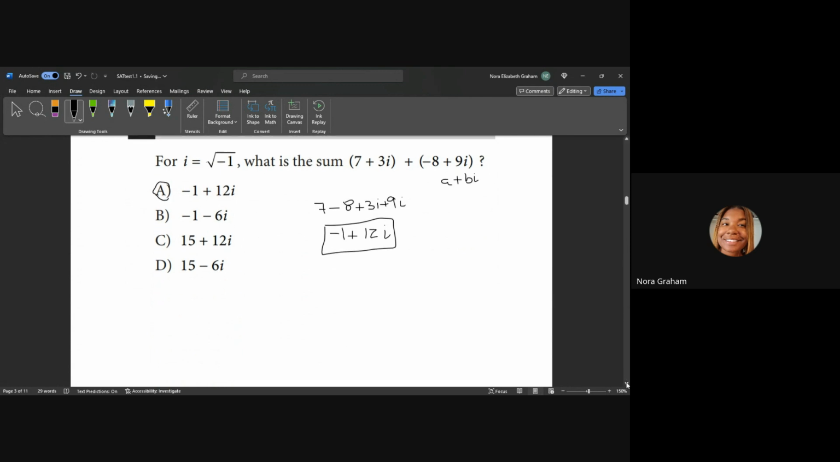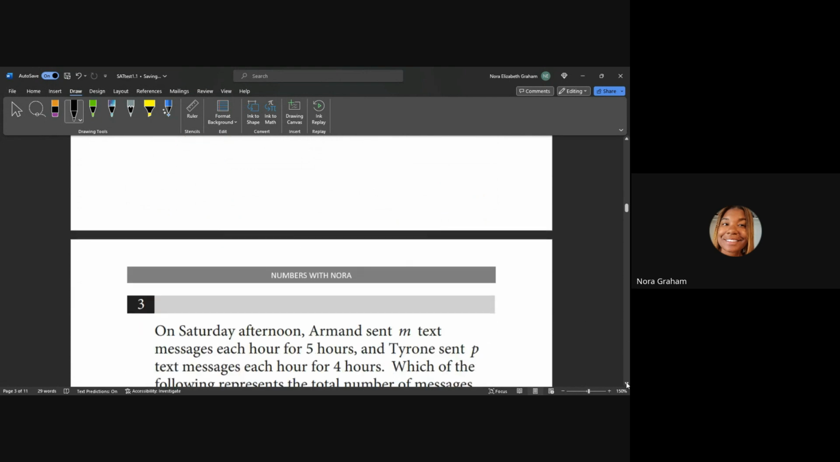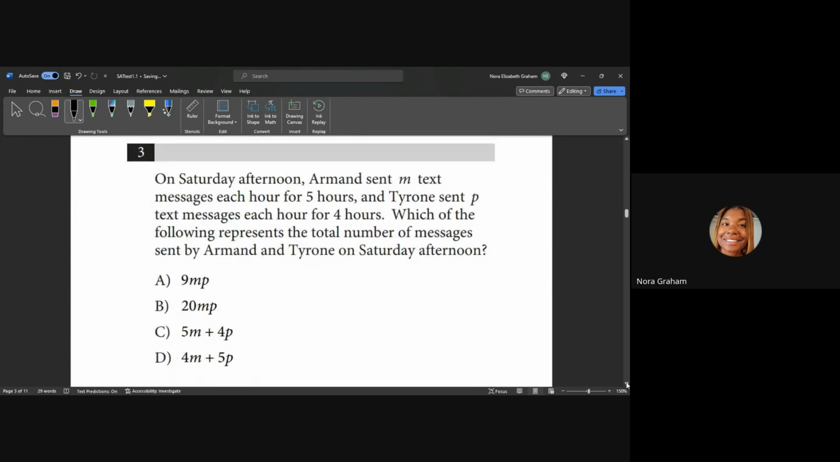Let's go on to question 3. This one is a word problem. With word problems, I always think it's important to annotate. So on Saturday afternoon, Armando sent M text messages each hour for 5 hours. And Tyrone sent P text messages each hour for 4 hours. And they're asking us which of the following represents the total number of messages sent by Armando and Tyrone on Saturday afternoon. So first thing, we have to set up 2 equations.